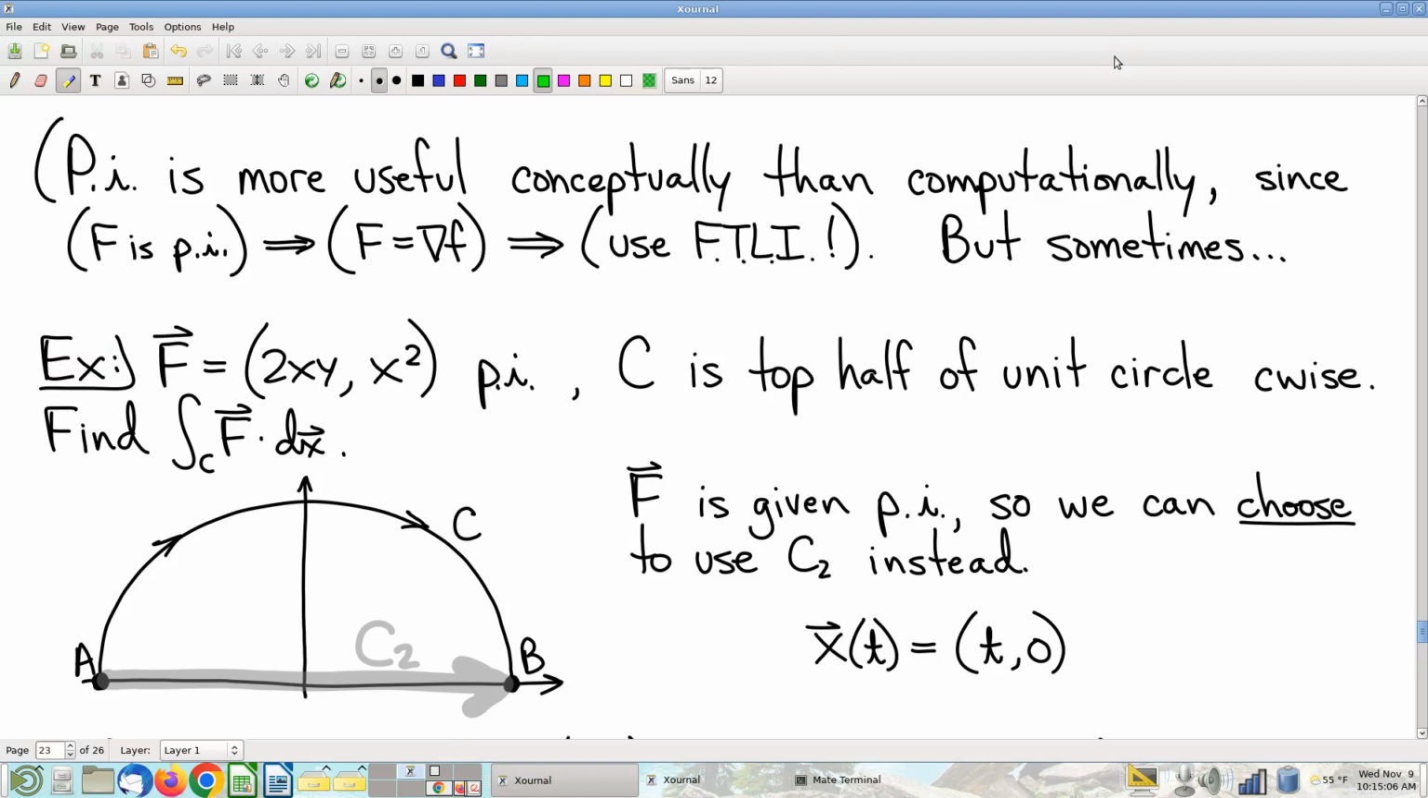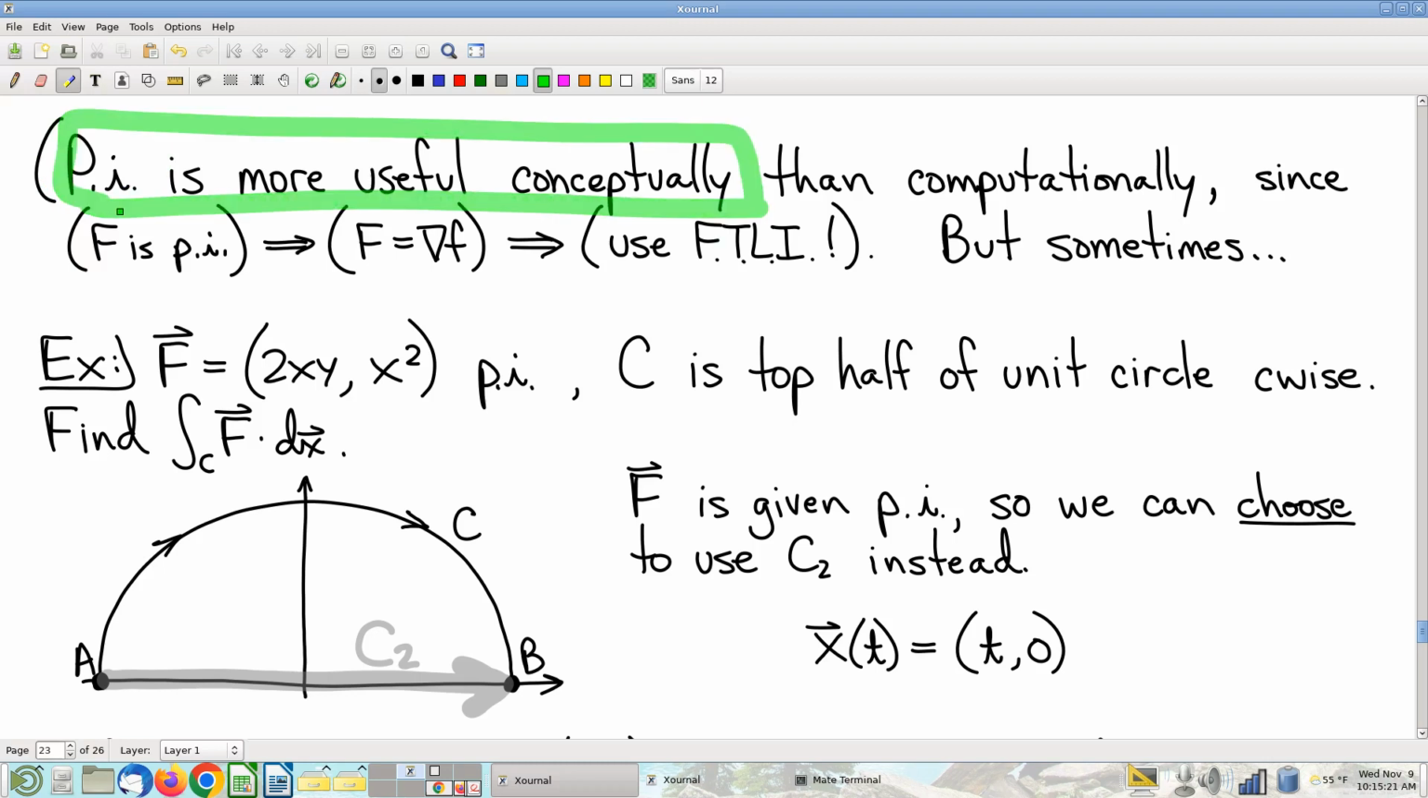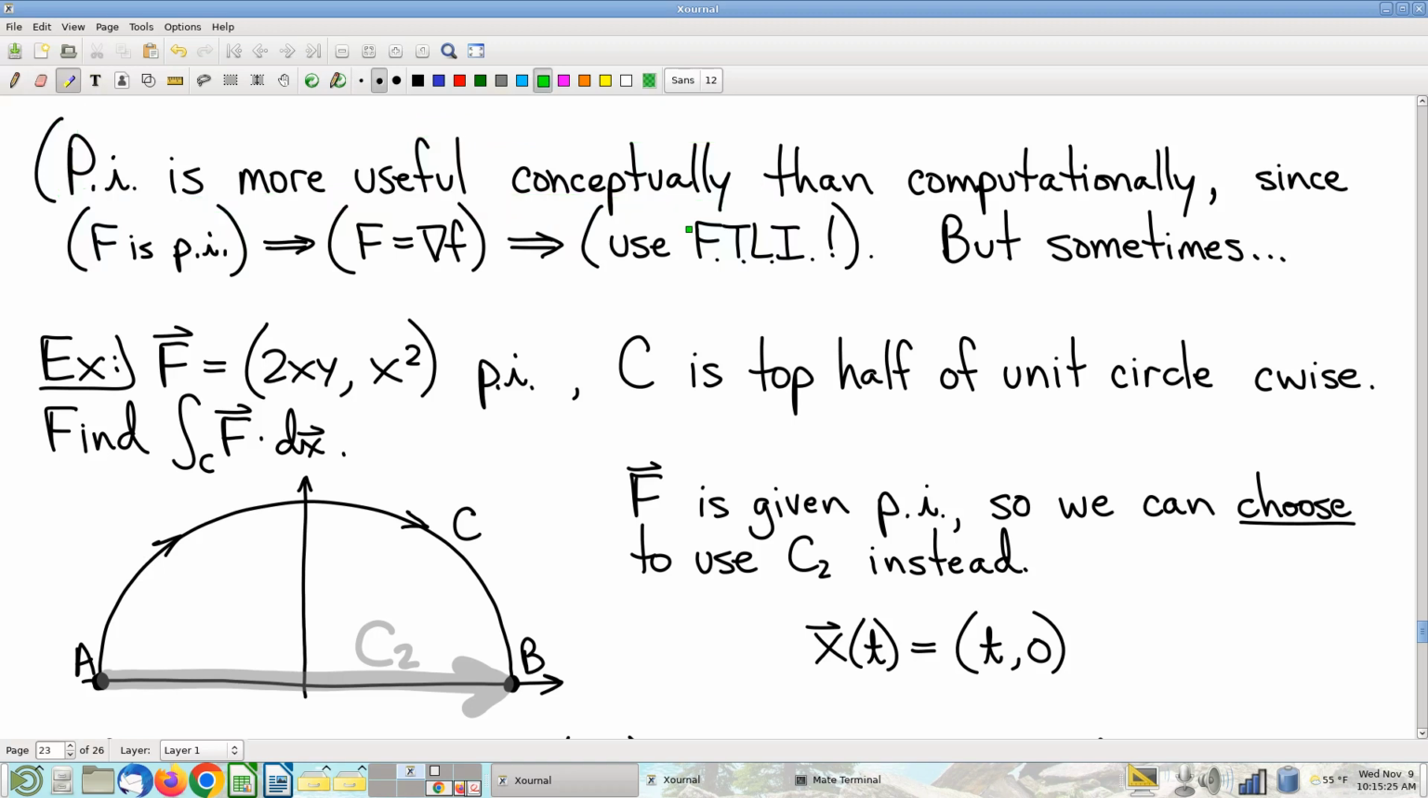So last time we were talking about path independence, and we made some observations about it. Drew some pictures. I want to point out that it is going to end up being more useful conceptually than computationally, and here's why. I don't mean to downplay the idea of path independence, but if it's path independent, that means it's also a gradient, as we previously noted. If it's a gradient, then you can use the fundamental theorem of line integrals, which is already awesome, right? So path independence from a computational standpoint is a nice tool that addresses circumstances for which we already have an even nicer tool.